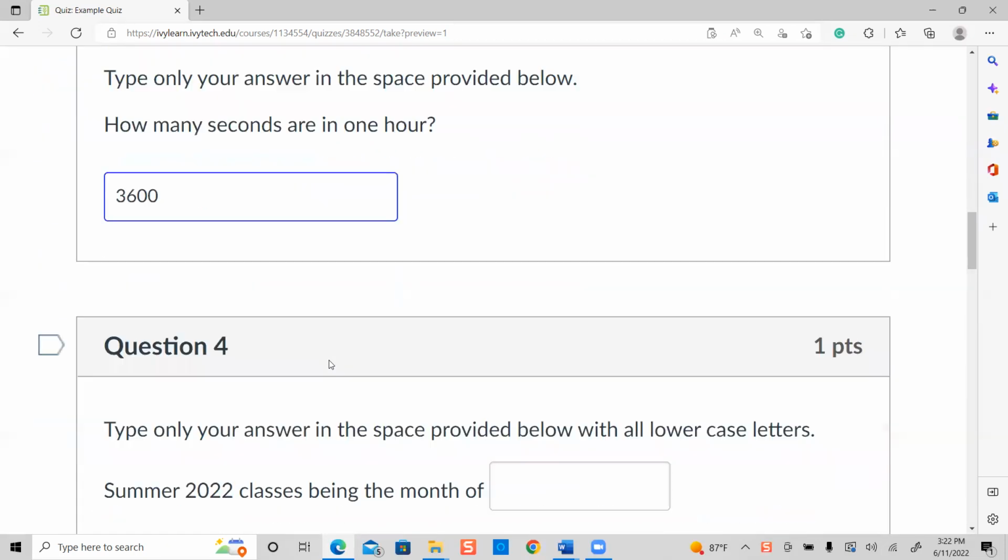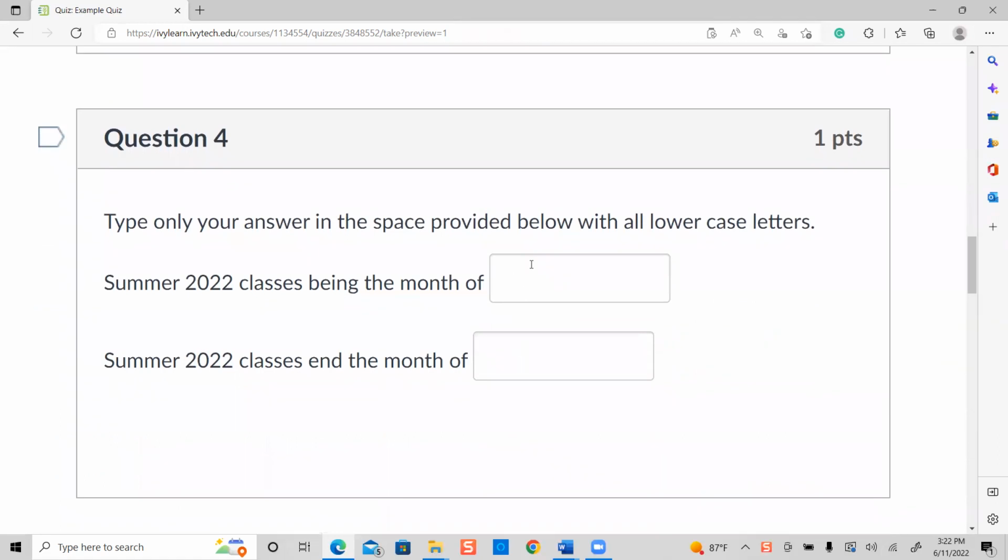If you notice, there's only one box here, but hey, we've got multiple fill-in blanks. That means there's more than one here, right? So there could be a bunch more than that. This one says type only your answer in the space provided below with all lowercase letters. So that tells me no uppercase letters. The first one says summer 2022 classes begin the month of, let's say June. I know some may be May. It says summer 2022 classes end in the month of, and I'm going to say July. Of course, some may be August.